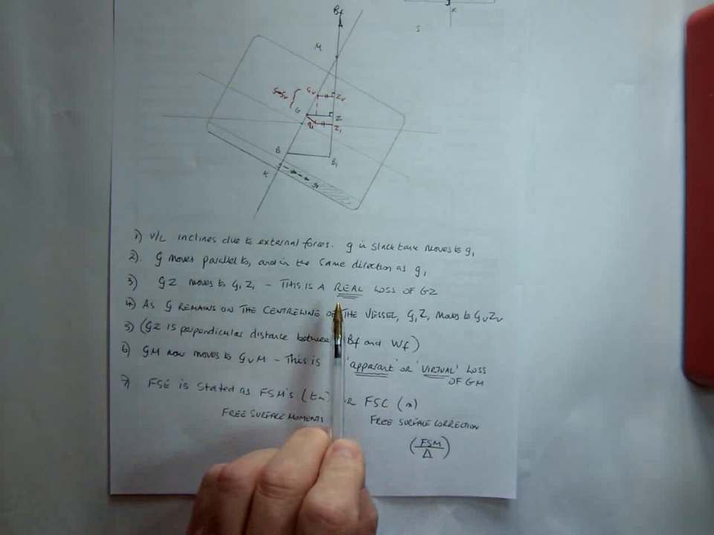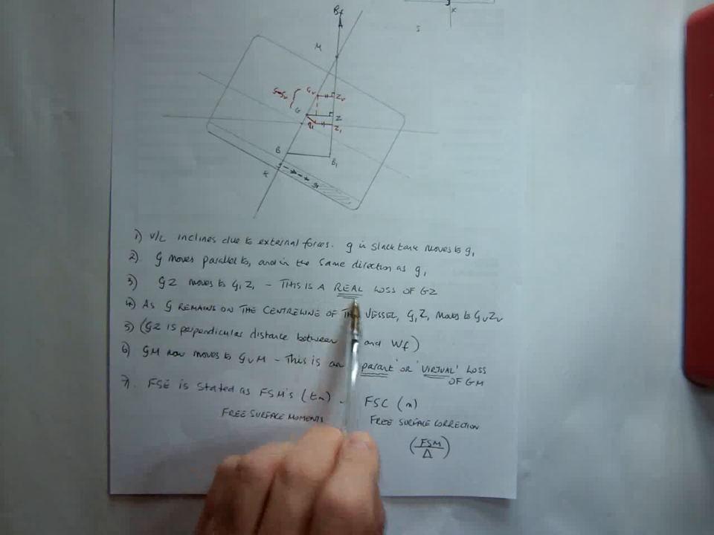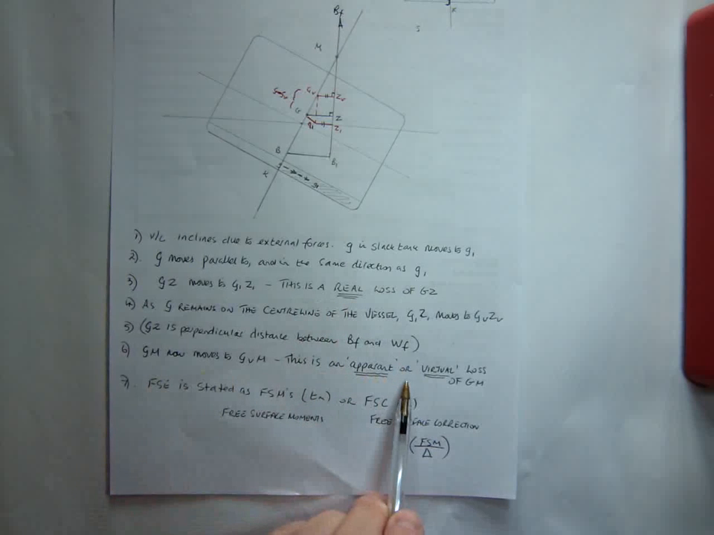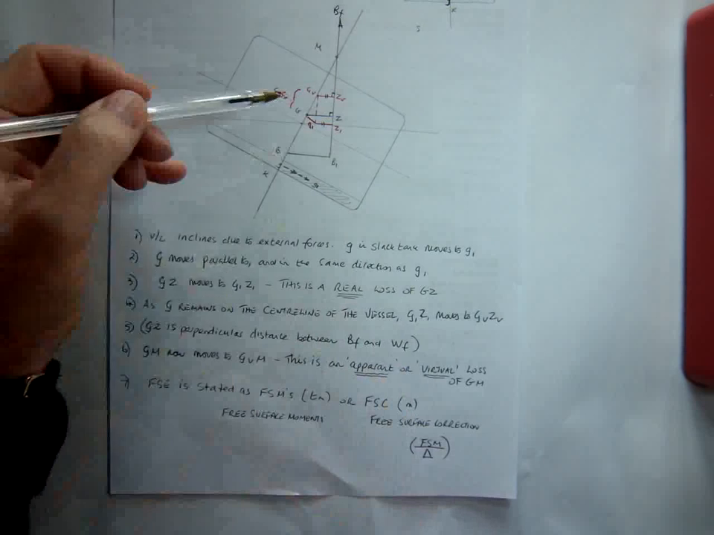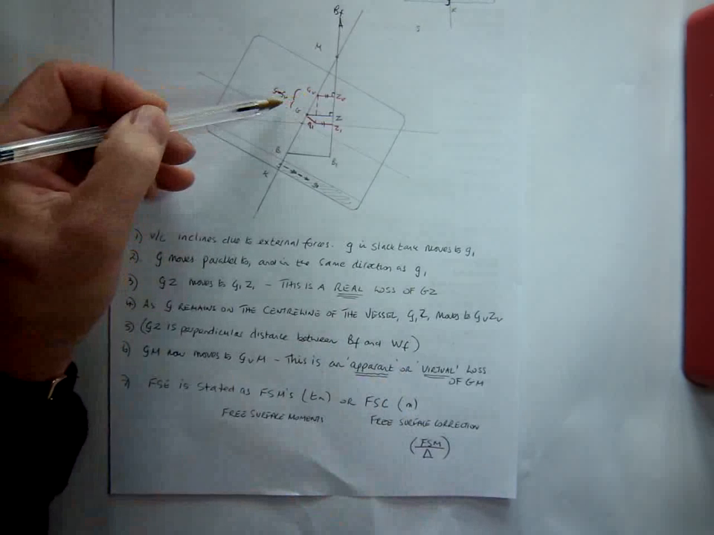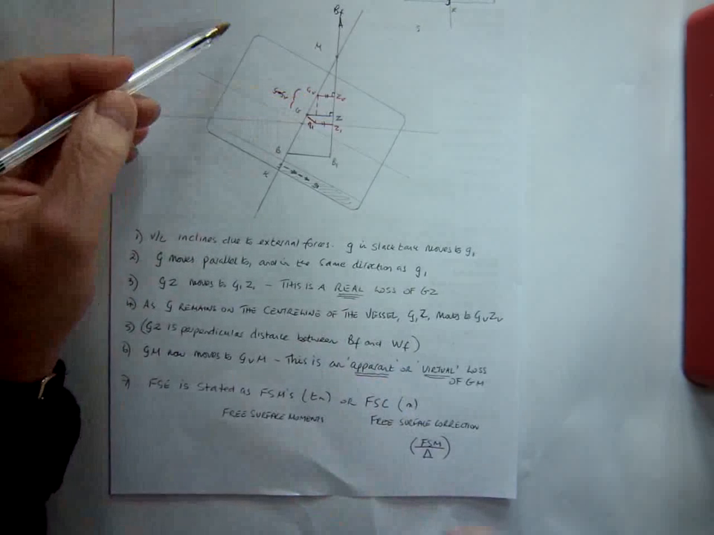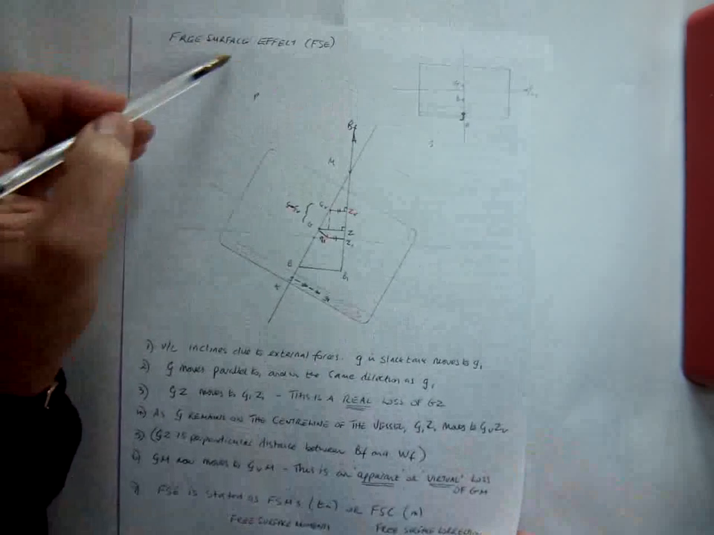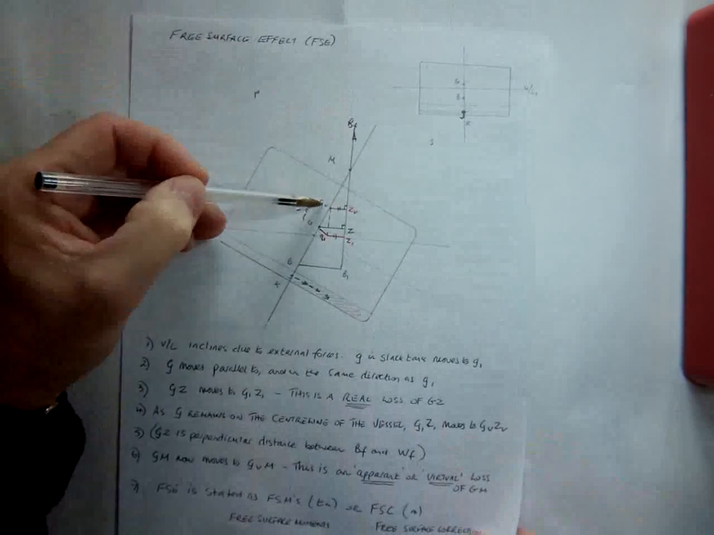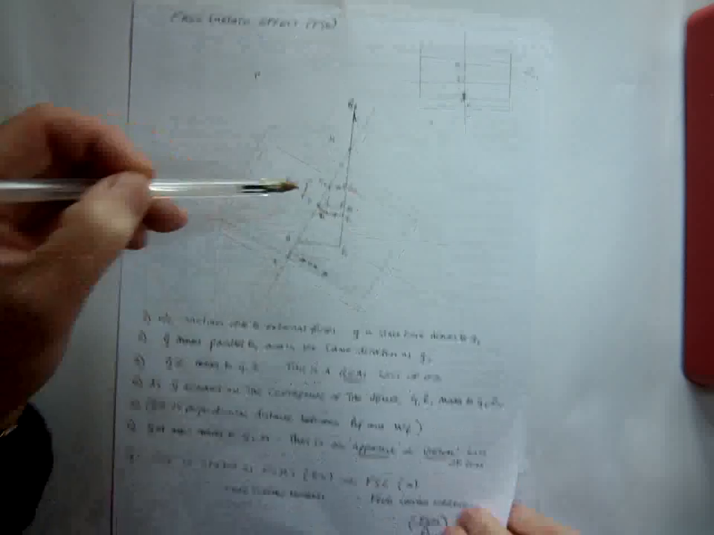You must be able to remember this, but just think of yourself on the vessel, your righting lever has to be reduced. That's a real loss. So GZ is a real loss, but GM is an apparent or virtual loss. And this value, G to GV, represents the free surface effect. So when we talked about the free surface effect originally, that is the actual real value of it, G to GV.